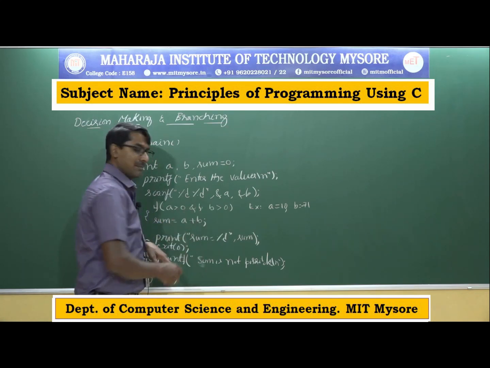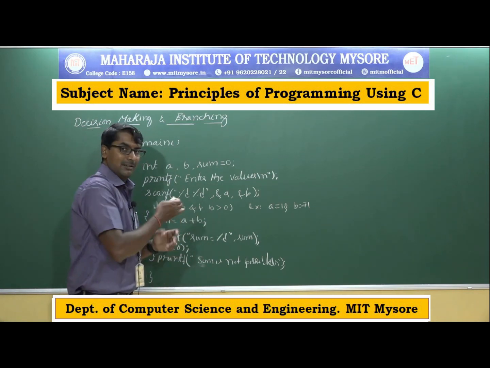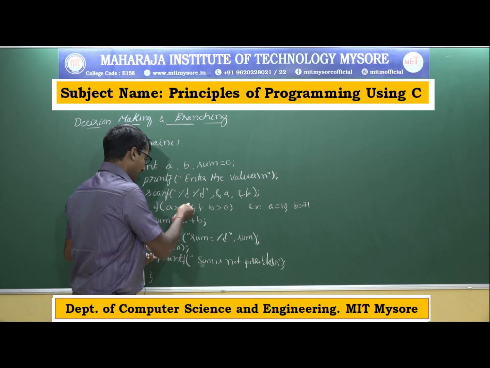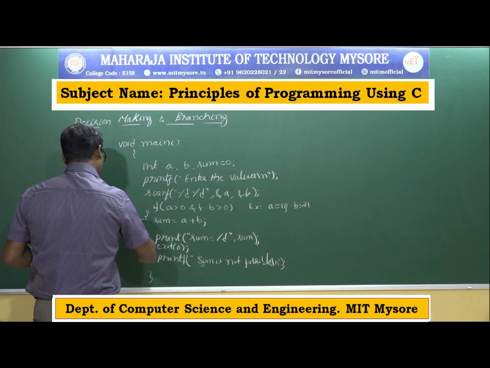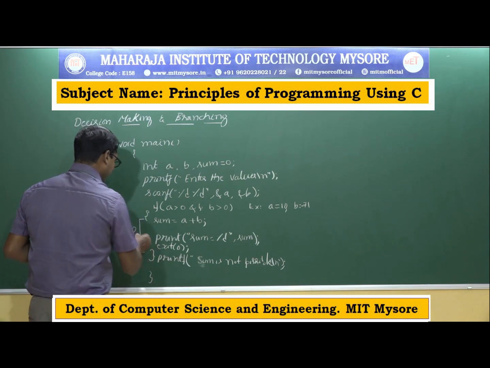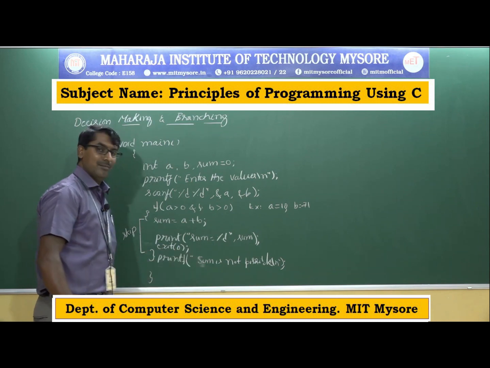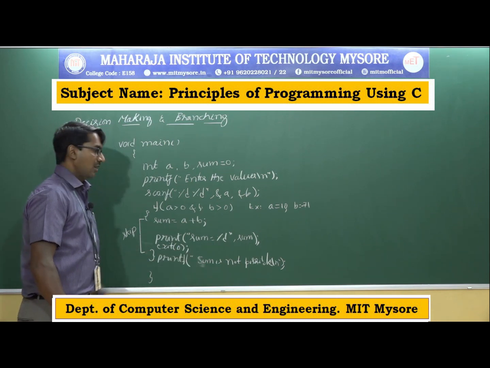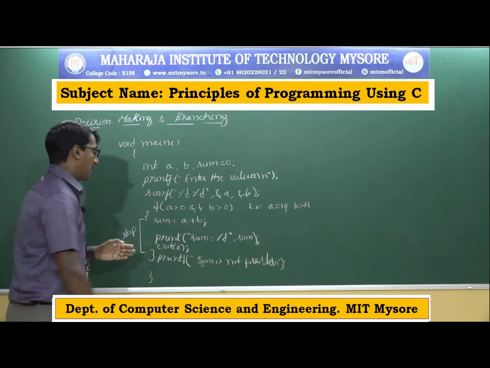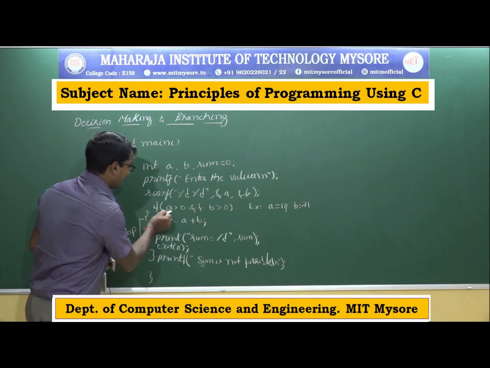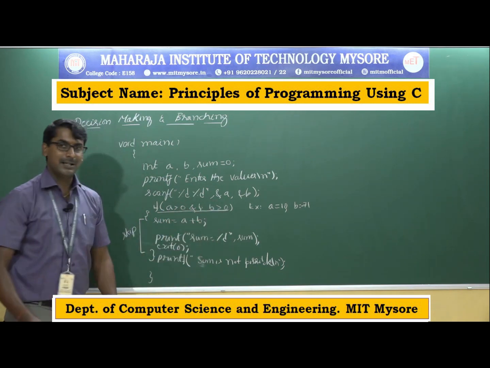Here the logical AND operation is used, so 1 AND 0 gives 0, which means false. If the condition is false, it will skip this part and move to the last statement, that is, sum is not possible. Now the order of execution is changed. The order of execution depends upon the condition: if a greater than 0 and b greater than 0.